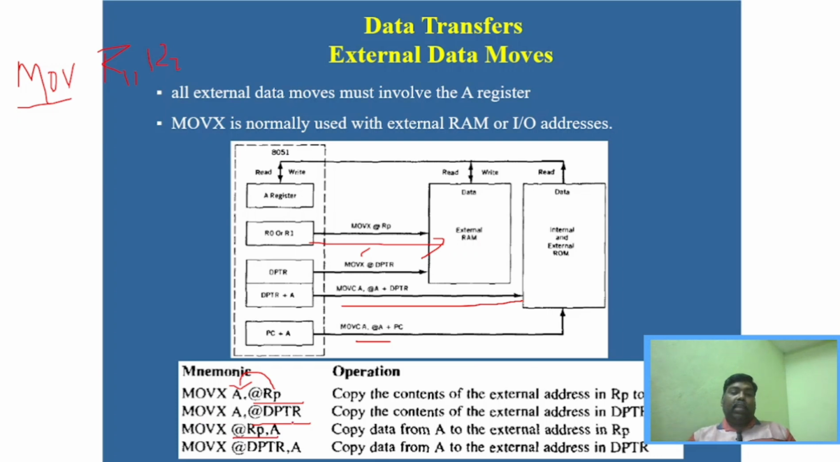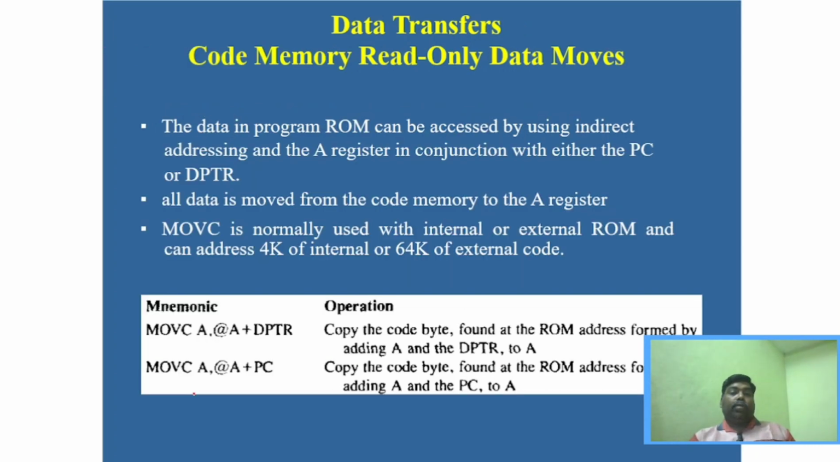And similarly here, what we are going to do is move this value to the accumulator. But here, we are going to move the accumulator value to this external address. Similarly here, we are going to move the accumulator value to the DPTR address. So this is about the MOVX instruction. And when it comes to MOVC, as I said, we will access the internal and the external ROM. But with MOVX, we will use only the external address.